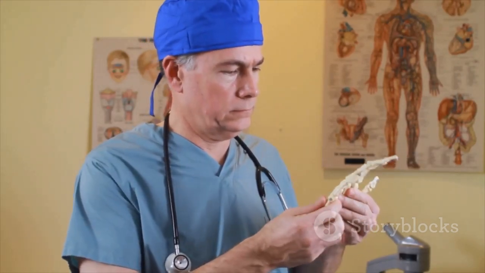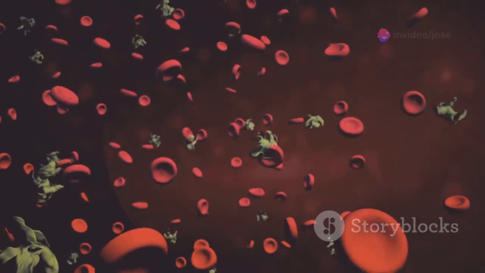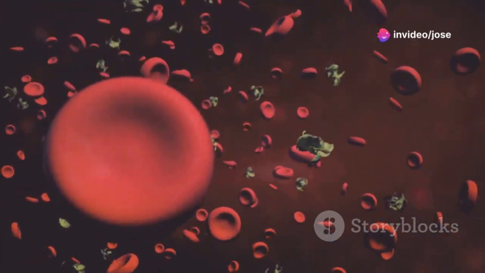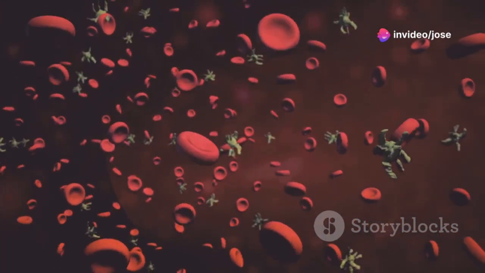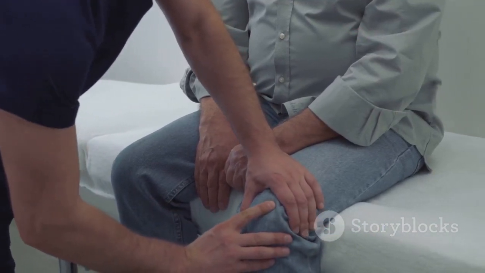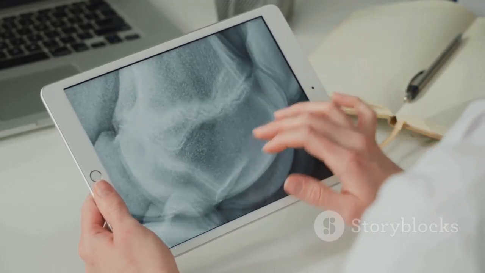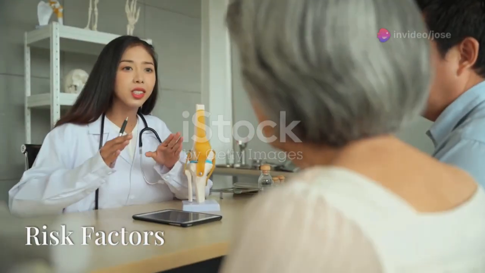Rheumatoid arthritis. In rheumatoid arthritis, the body's immune system attacks the lining of the joint capsule, a tough membrane that encloses all the joint parts. This lining, also known as the synovial membrane, becomes inflamed and swollen. The disease process can eventually destroy cartilage and bone within the joint.